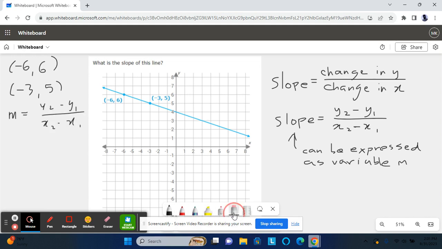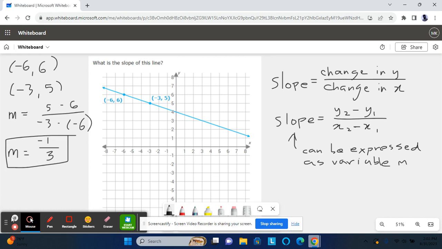So we can have 5 as y2. We can have 6 as y1. For x2, we can have -3, and for x1, we can have -6. And then if you just solve that, you would get -1 over 3, which would be the slope of this line.